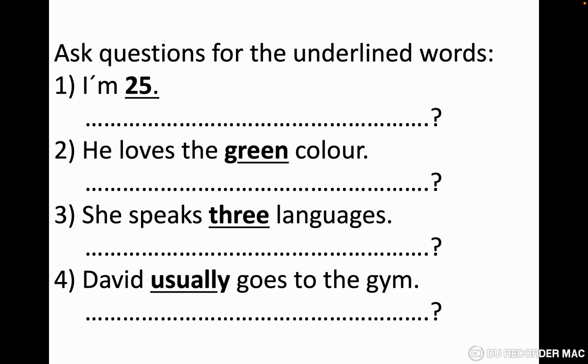Number 2, he loves the green color. So don't repeat color in the question. If you say he loves the green color, it's not correct. Number 3, she speaks 3 languages. So you should write the question, but don't write the word 3. If you write it, it's not correct. And the last question, David usually goes to the gym. So in the question, you shouldn't write usually.